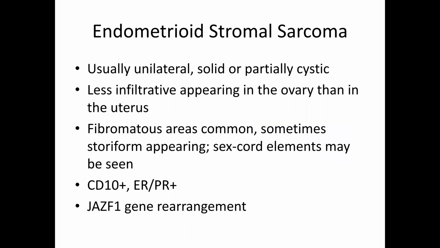Another lesion that can occur occasionally in the ovary is endometrial stromal sarcoma. Again, usually these lesions are unilateral and may have an endometriosis background. They tend to be less infiltrative in the ovary than, say, in the uterus, and may have more fibromatous areas.